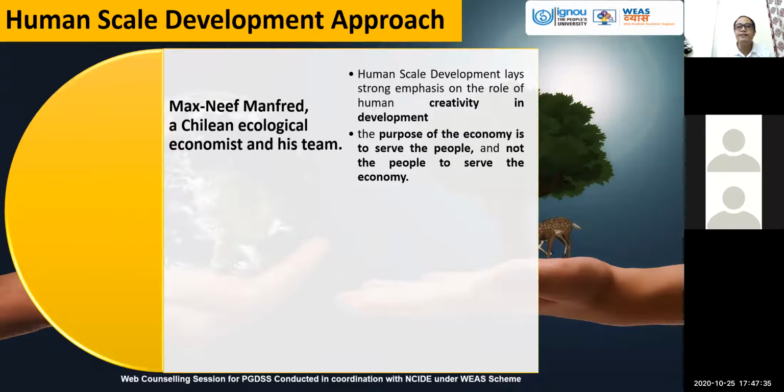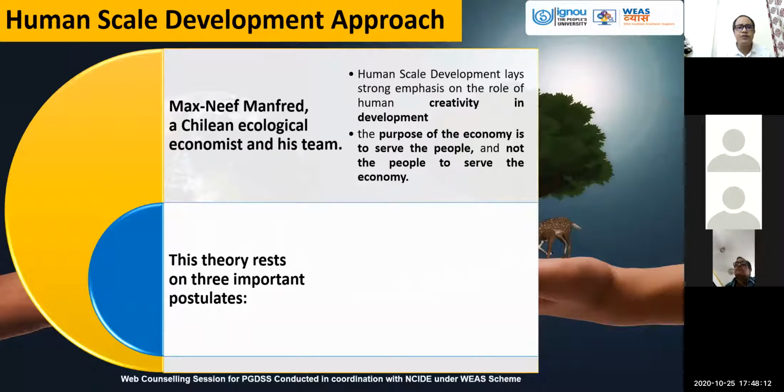Because when you have creativity, development takes care of your other needs, which is increasing in the process of development and with the advancement of human knowledge. So the purpose of economy is to serve the people. That is why we are looking from this human scale development point of view: the purpose of the economy is to serve the people and not the people to serve the economy.